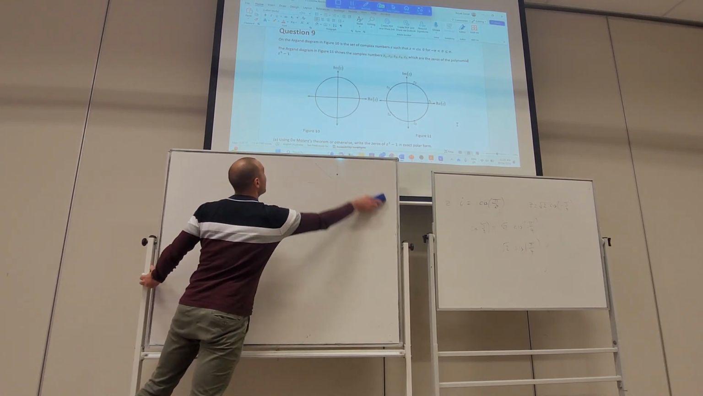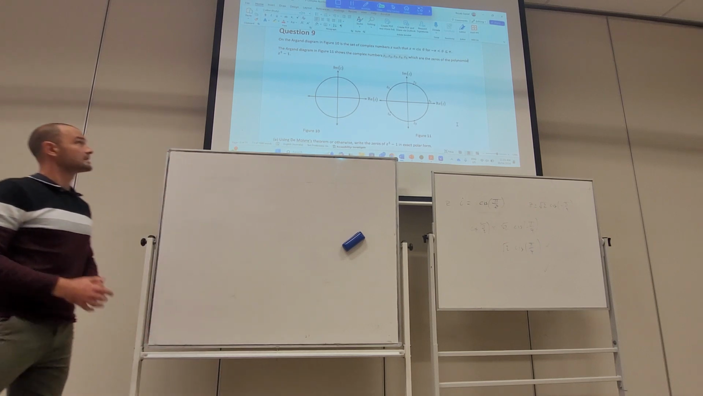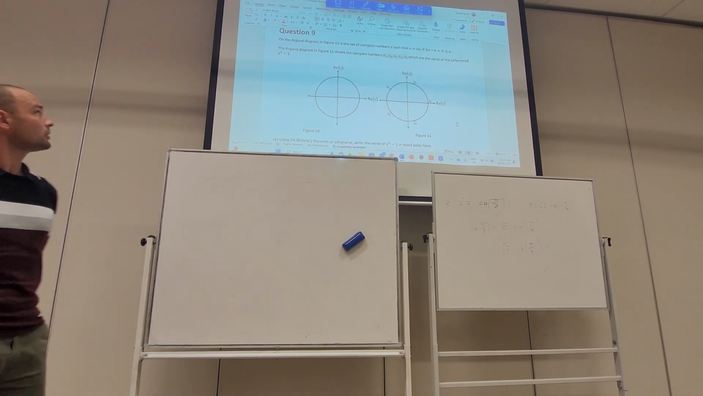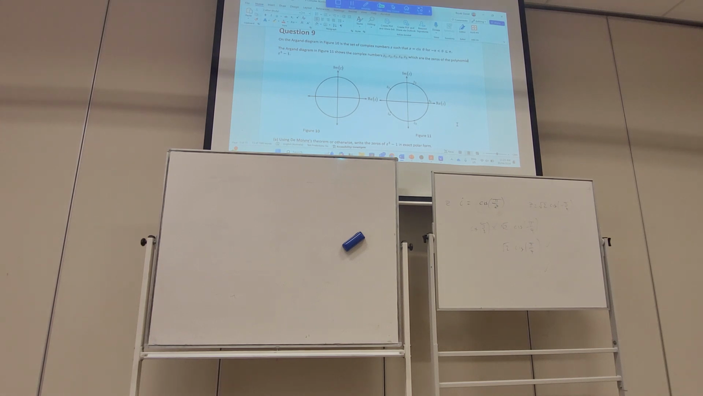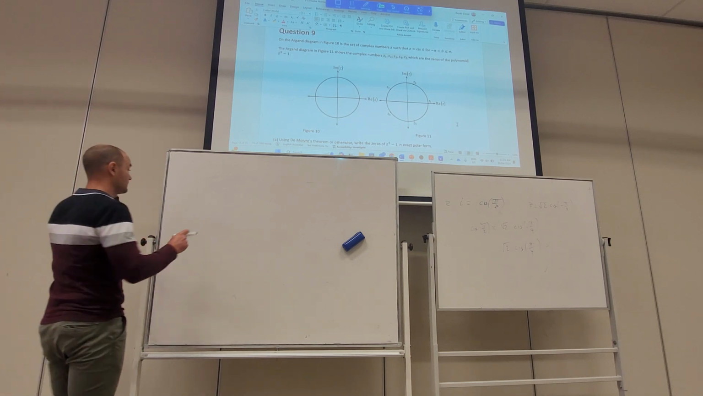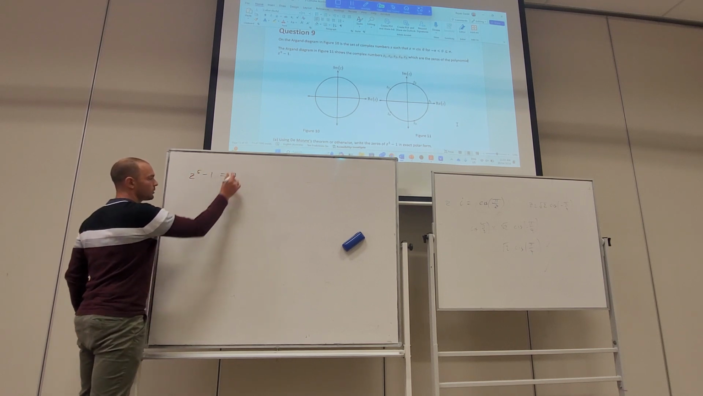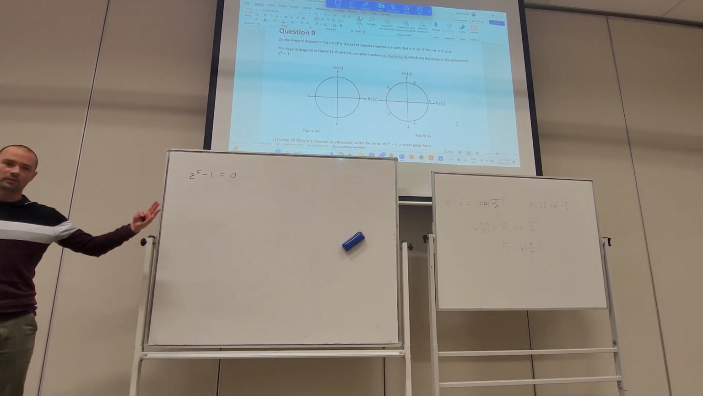So it starts off on the Argand plane in figure 10, the set of complex numbers of z equals cis theta is shown. The Argand diagram in figure 11 shows the solutions z1 through z5, which are the zeros of the polynomial z to the 5 take 1. Part A. Using de Moivre's theorem, write the zeros of z to the 5 take 1 in the exact polar form.